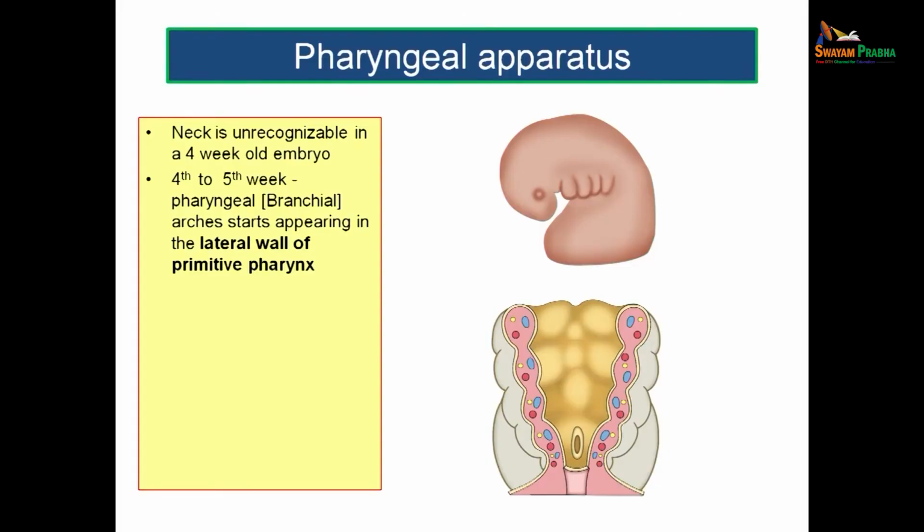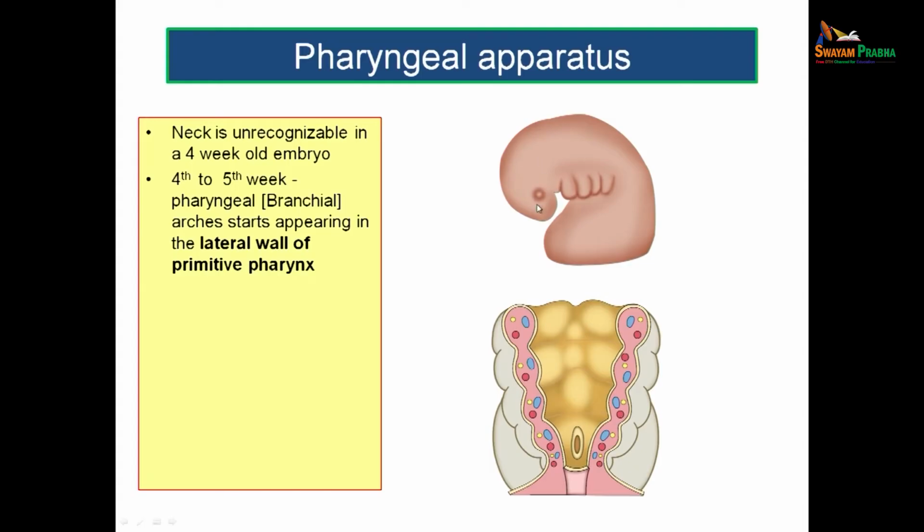First, see what you mean by a pharyngeal apparatus. We know that the neck of the embryo is unrecognizable in a 4-week embryo. That means you won't be able to visualize the neck if you take a 4-week-old embryo. During the 4th to 5th week, you get the development of pharyngeal arches or branchial arches. They start appearing in the lateral part of the primitive pharynx.